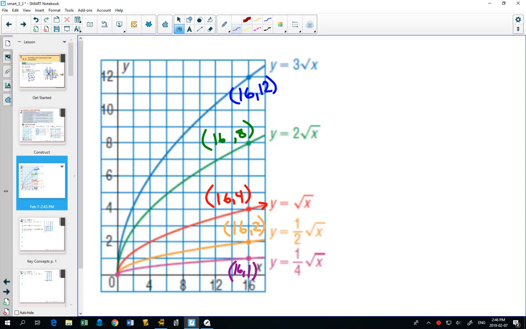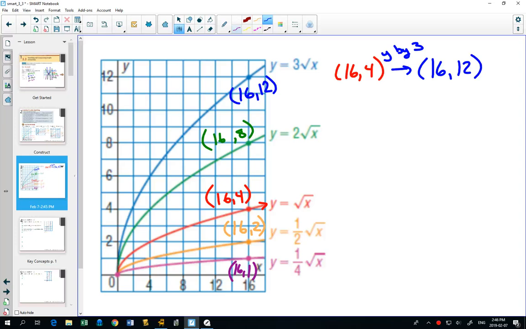If I take my red graph, 16 comma 4, and it goes to my blue graph, 16 comma 12, what has happened? What has changed? The y value has changed. How do you get from 4 to 12? Your y value has been multiplied by 3, which is what you see in front of the equation.